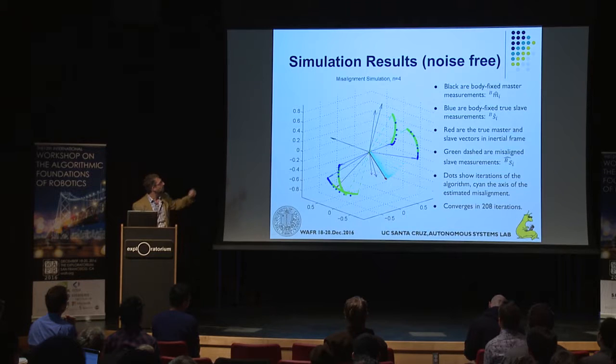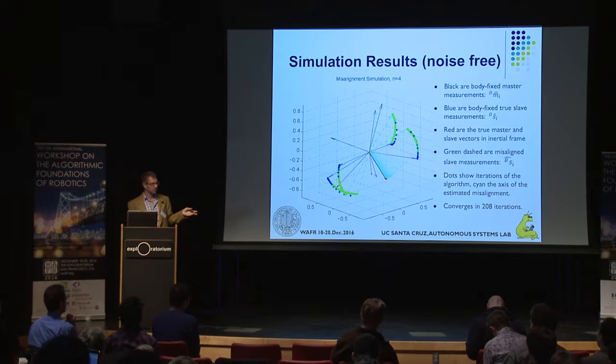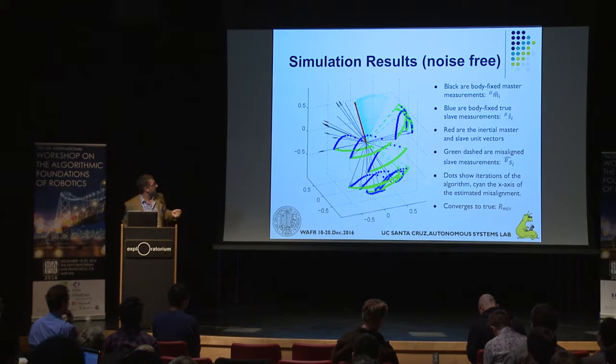You can see it walk itself in. As the algorithm goes, it walks everyone in. This is in a noise-free case. It converges to a Frobenius norm of 10 to the minus 15 after 208 iterations. And you can do the same thing with 12 measurements, where it starts getting bigger, and it looks complicated, but again, it walks itself in quite nicely.